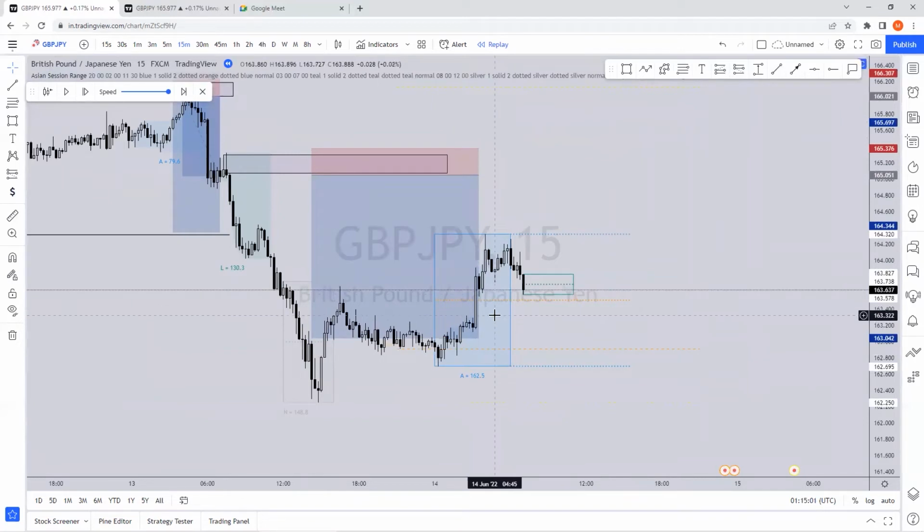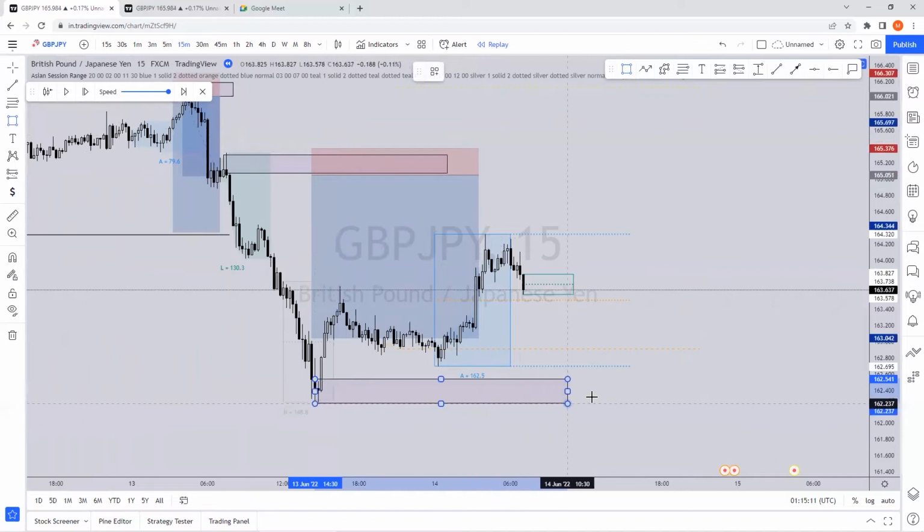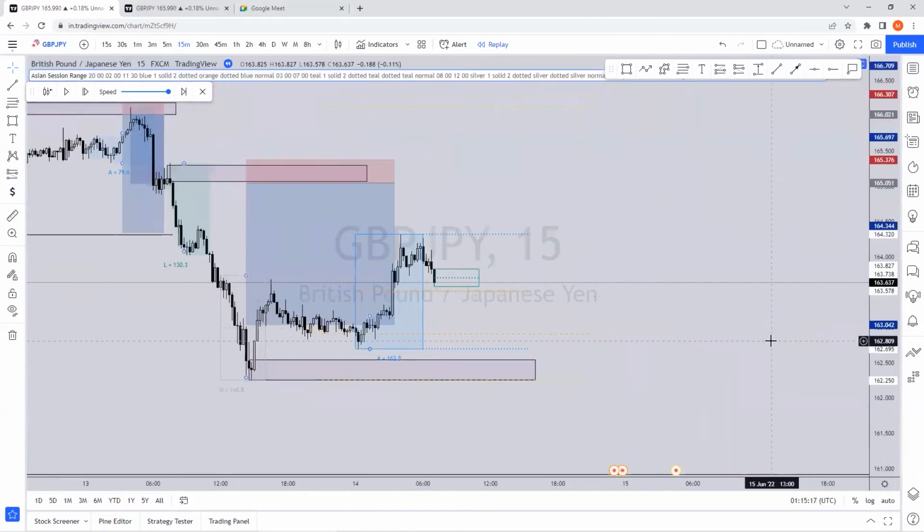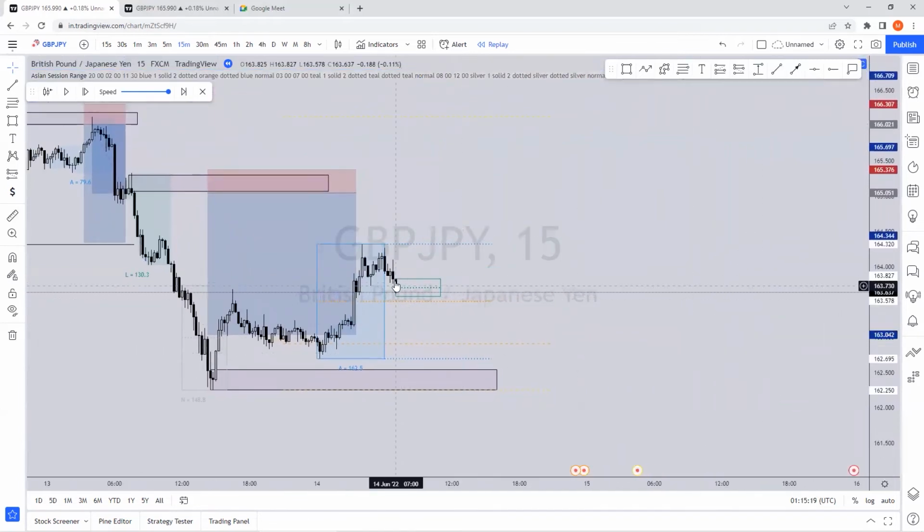This is my Asian range. And of course, though liquidity is resting, the Asian low is more like liquidity. But at the same time, I'm still very bearish. So I want to be careful about this buy. But let's see what price would do as we have London open here.